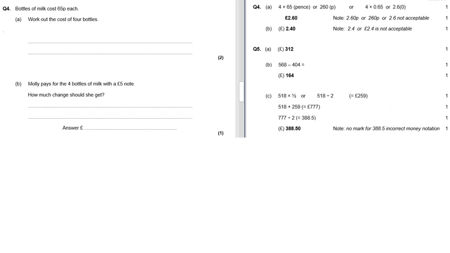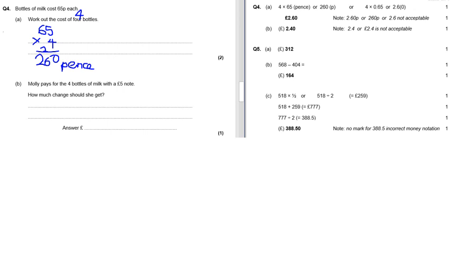Bottles of milk cost 65 pence each. Work out the cost of 4 bottles. As I'm reading through questions, when I see the word 4, I write the number 4 because I don't like words. So I would do 65 times 4. 4 times 5 is 20, so write 0, carry 2. Wherever you carry your 2 is fine. 4 times 6 is 24, so we've got 26. So my answer is 260. 260 what? Well, the original question was in pence, so we've got 260 pence.